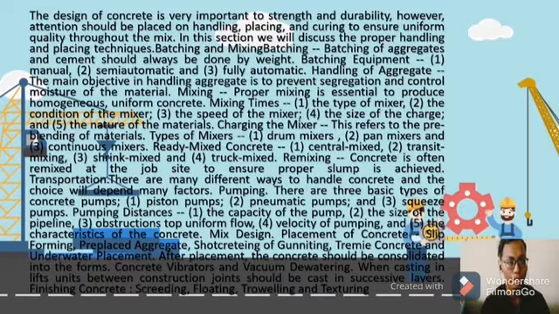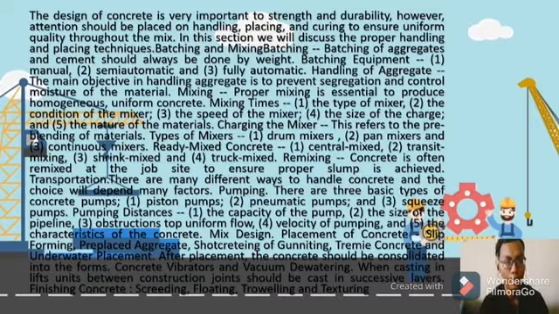There are several ways of casting and placing, namely batching and mixing. Batching of aggregate and cement should always be done by weight. Next is batching equipment. Machines of this type may be divided into three categories. First, manual. Second, semi-automatic. And third, fully automatic. All of these devices should be kept clean and as dust-free as possible.